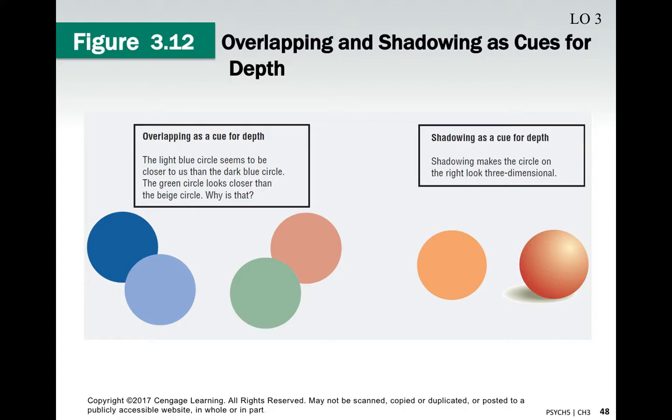Overlapping: you can cover up one of your eyes and still tell the overlapping circles. You can see that this lighter blue circle is overlapping the darker blue, and the green is overlapping this pinkish color, whatever color you want to describe it as. Shadowing as well. You can see shadowing in this image here, but not on this one here, even by covering up an eye and using only one eye.